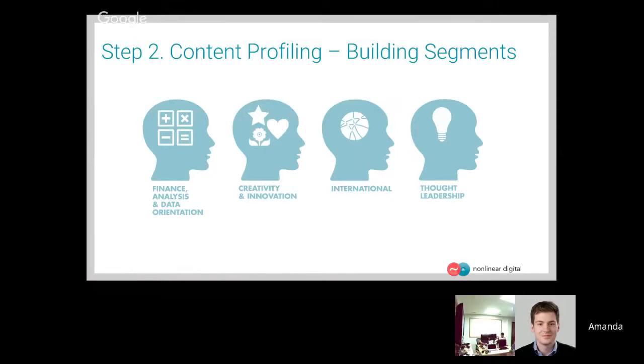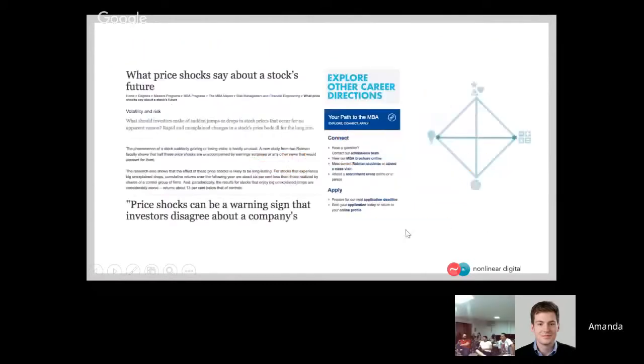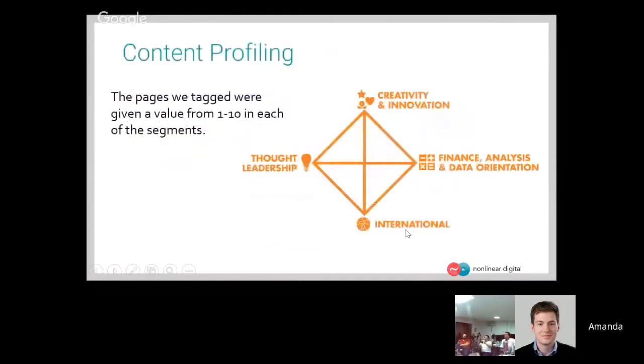So in this case, we wanted to distinguish, here's our finance people, here's our creative people, and then the client also chose to tag international and thought leadership as two other categories. So the idea here is that you create profiles of each of these, and then we created the profile key sliders. You basically get a 1 to 10 slider value for each of the segments.